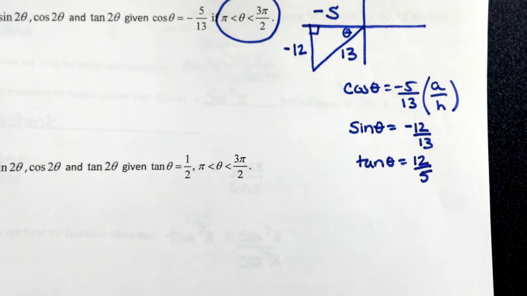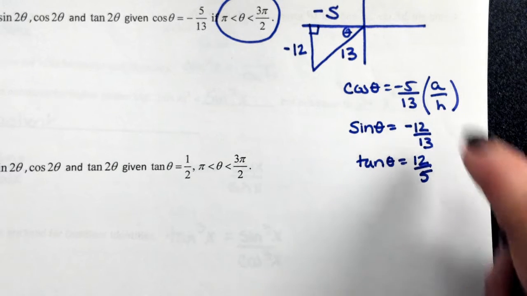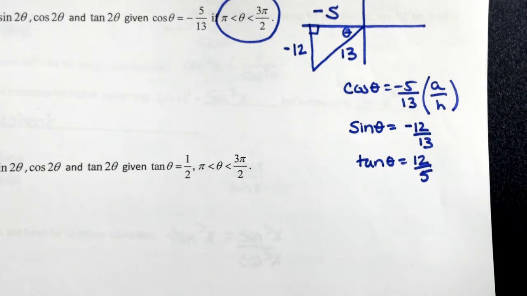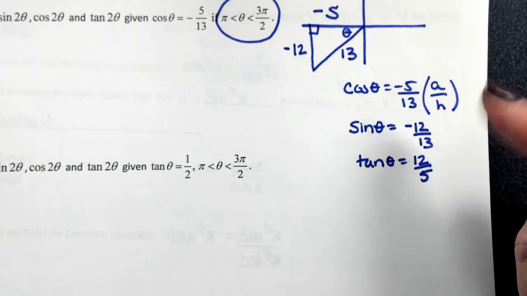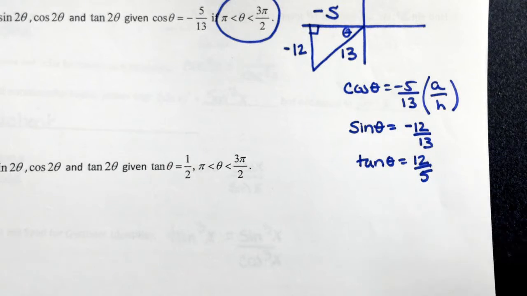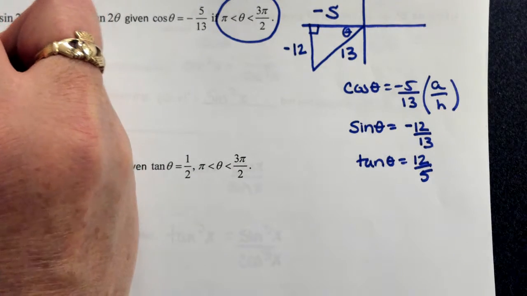You're in the third quadrant, guys. What are the only two positive trig functions in quadrant 3? Tangent. Sine and cosine, make sure you have the negative signs. So any questions, guys, on how I set up the cosine, sine, or tangent from the triangle? Now you're ready to go ahead and find your double angle.